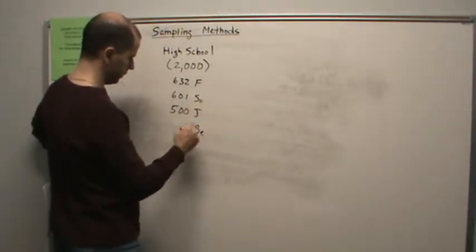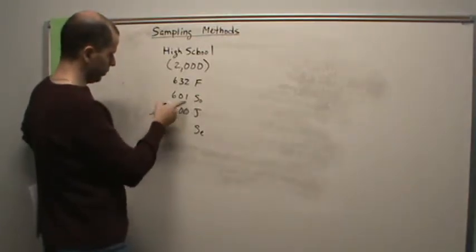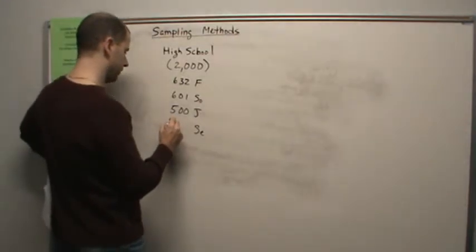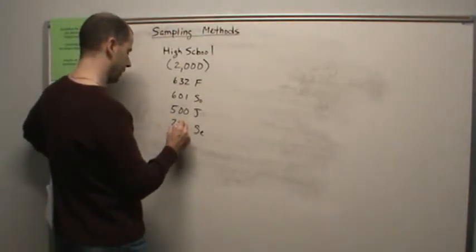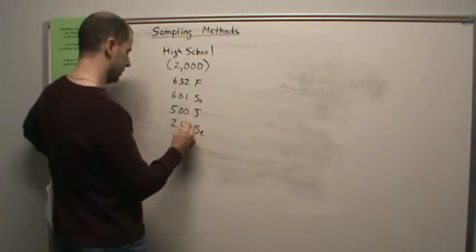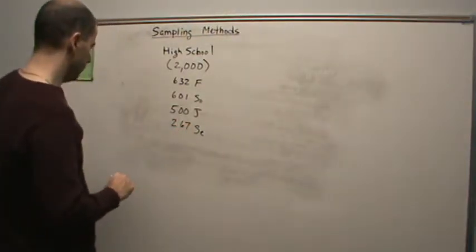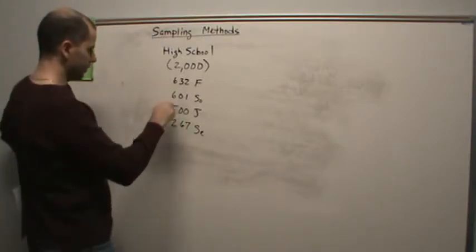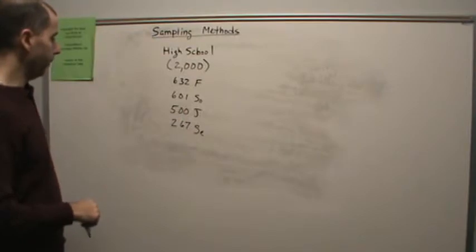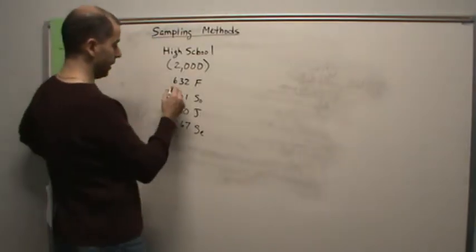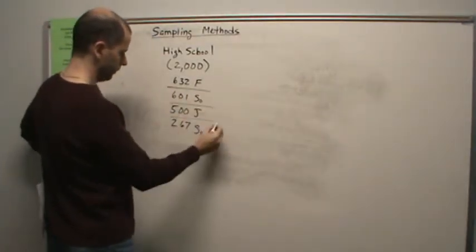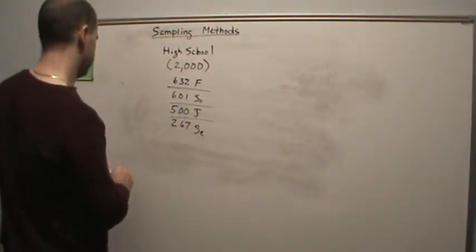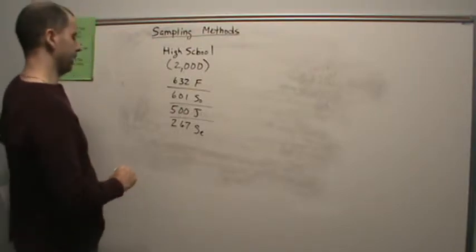So we have 1,733, so we have 267 seniors. Not a lot of seniors. I don't know. But anyway, let's just use this as an example. Now, we definitely have different groups in this case. So here's our strata. And just make sure this adds up to... Yes, it does. So it adds up to 2,000.